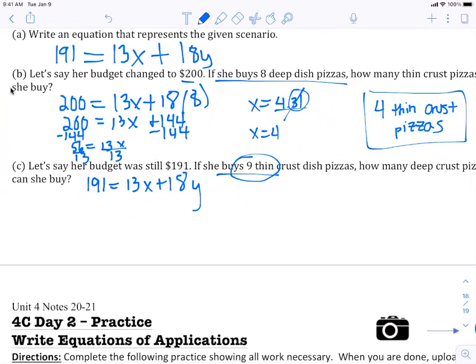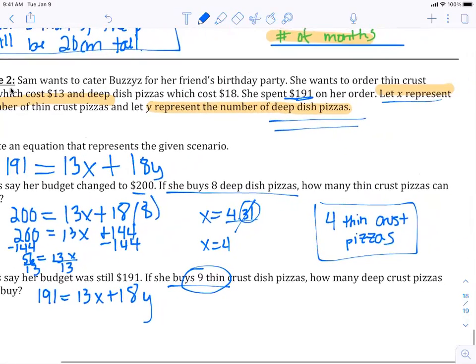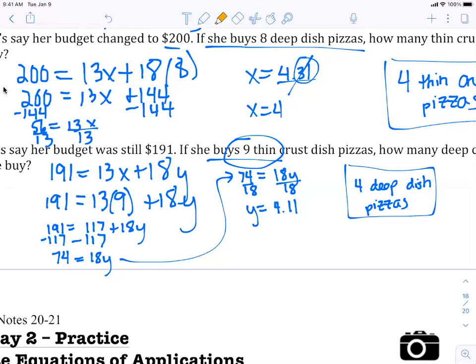The difference here is that she's buying thin crust pizzas, and x is the number that represents the thin crust pizzas. So I'm not going to plug it in for y on this one. I am going to plug it in for x, and we're going to solve. So that's what I want you guys to do. I want you to pause your video and solve for y. All right, final answer. You should have got Sam could buy 4 deep dish pizzas.